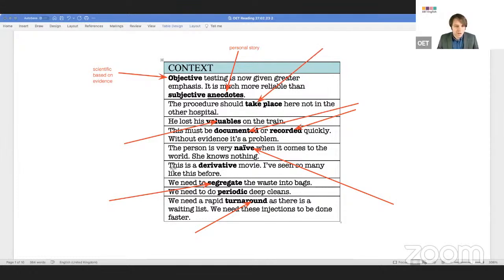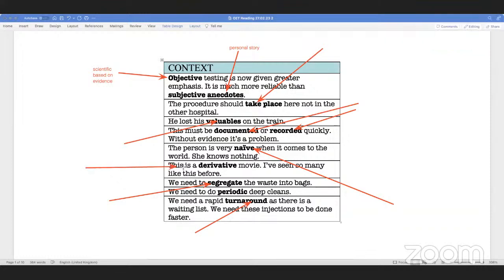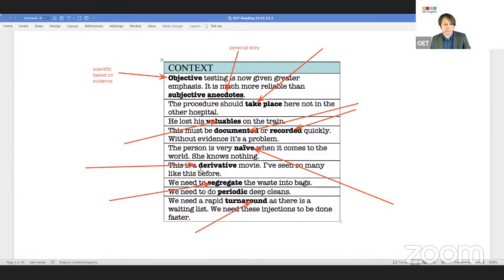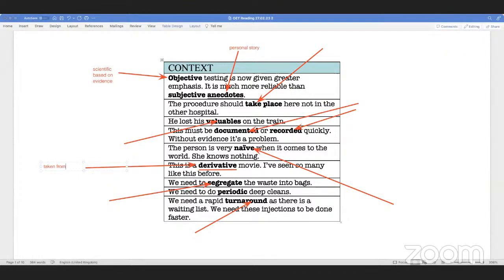Now, Norzad, I notice you're here. Can you put your microphone on, Norzad? Yes. Can you pronounce that word? How do we say that word? Derivative. Hey, that's not bad. Guys, derivative. Okay, derivative. What does it mean, derivative? It comes from something or to extract something.